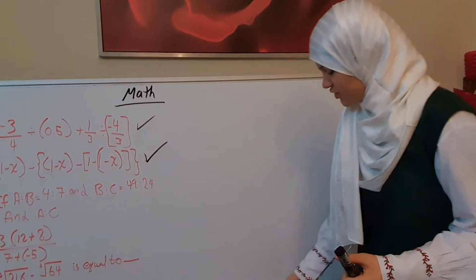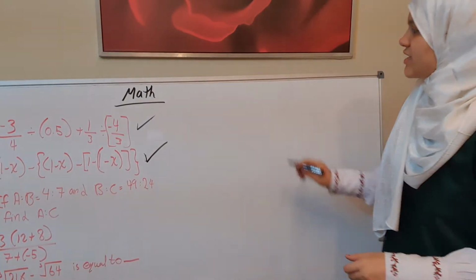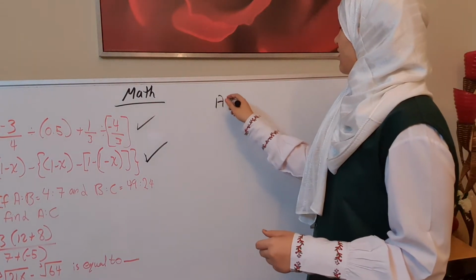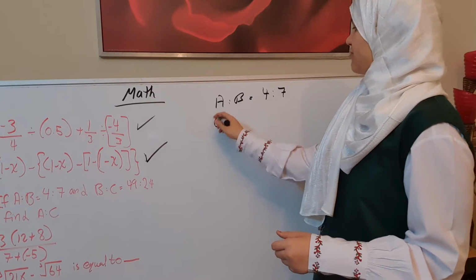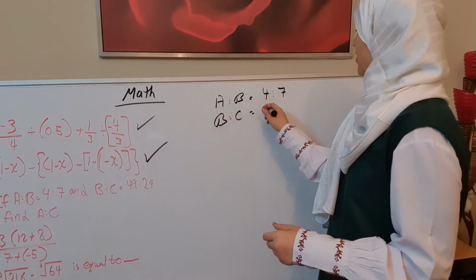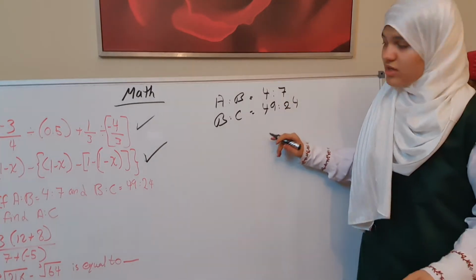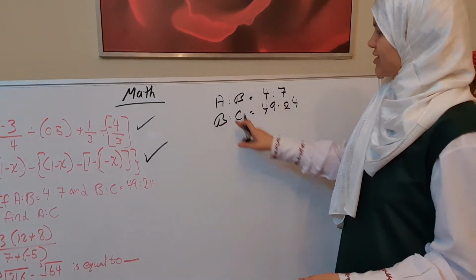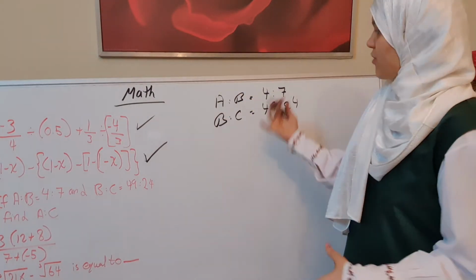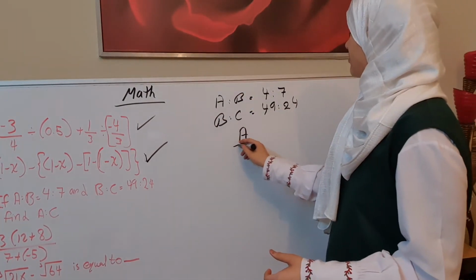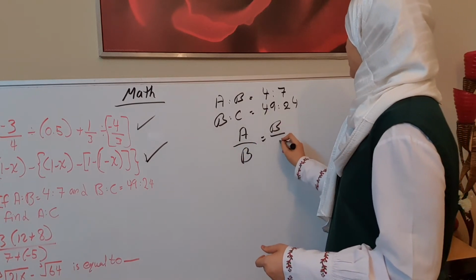Okay, now the ratio, we'll convert it like a fraction. That means we have A ratio B, we have 4 ratio 7. And B ratio C, we have 49 ratio 24. Yes? Now we want to find A and C. That means B with B will be cut. But to understand it more, it will be A over B times B over C.